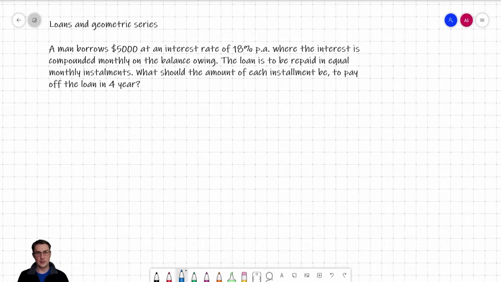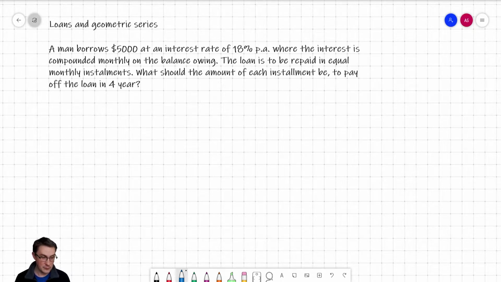So we've got this example here where a man borrows $5,000 at an interest rate of 18% per annum, where the interest is compounded monthly on the balance owing. The loan is to be repaid in equal monthly installments. What should the amount of each installment be to pay off the loan in 4 years?